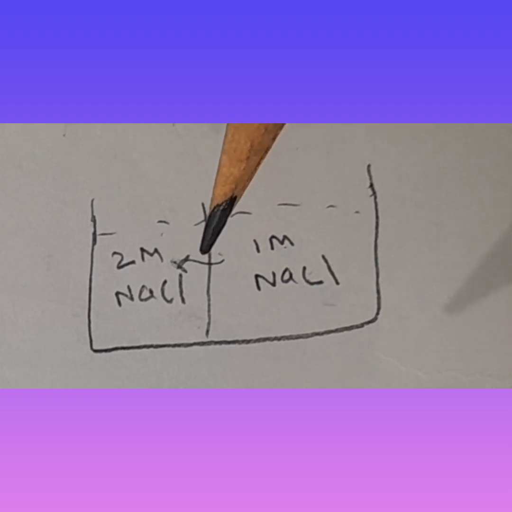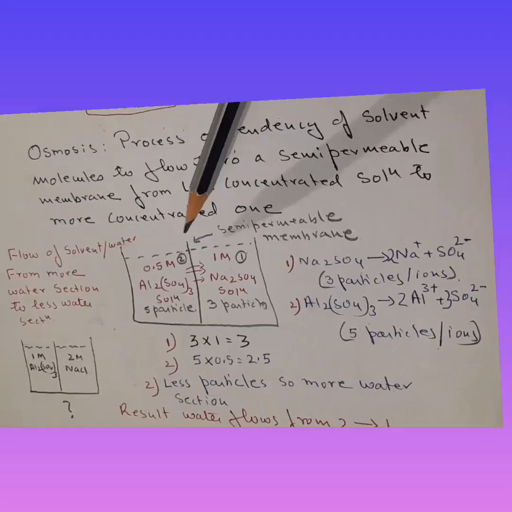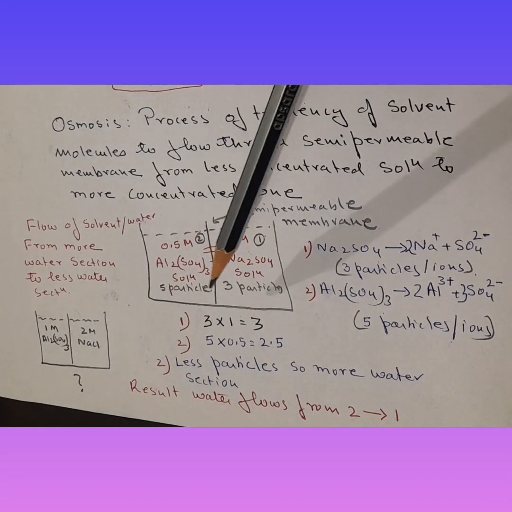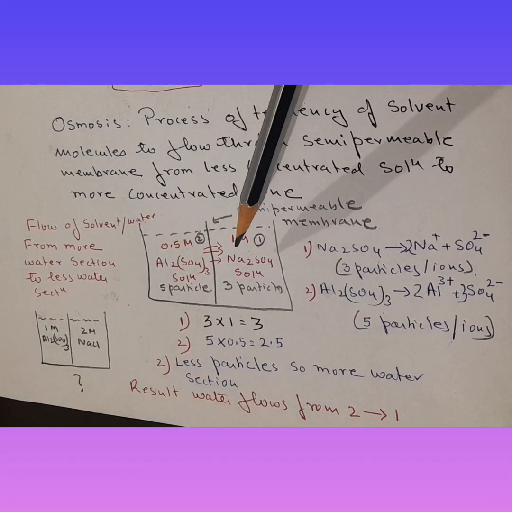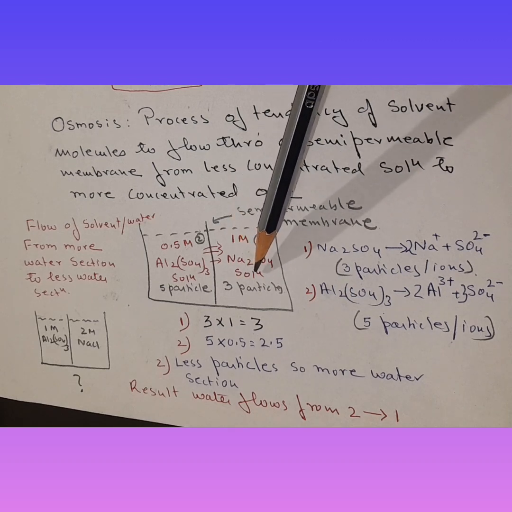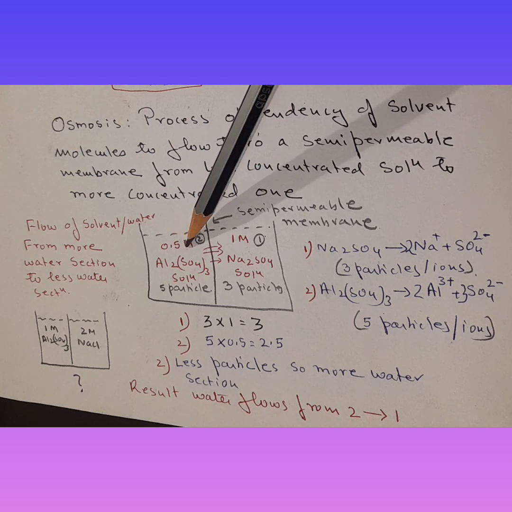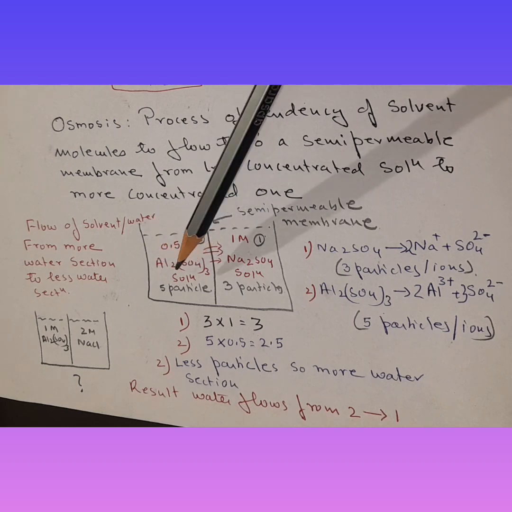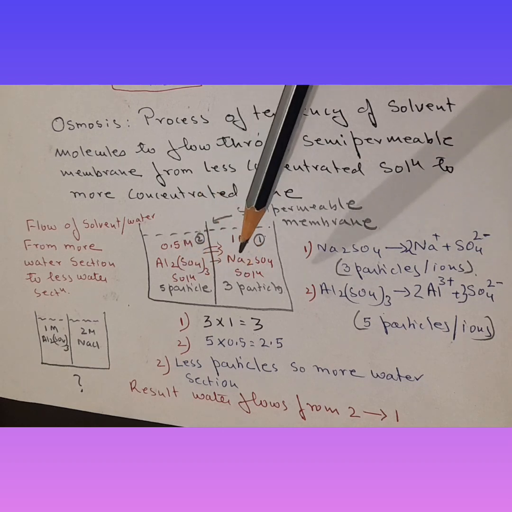Alright, having understood it, now let's understand this. Now there's a tub, same thing, membrane, 2 compartments. This has 1 molar sodium sulfate solution and this has 0.5 molar aluminum sulfate solution, aqueous solution obviously. Now how do you calculate this? How do you find out in which compartment the solvent, that is water, is more?